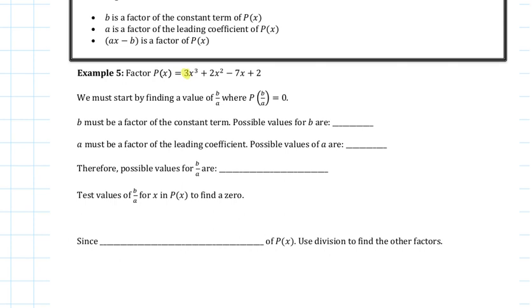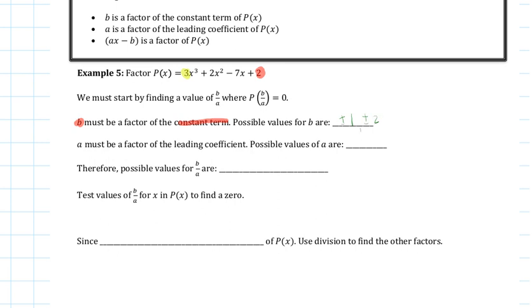So we must first start by finding a value of b over a, where b over a is equal to 0. Now, what is b? B are the factors of the constant term. So if you look here, my constant term is 2, and b are the factors of the constant term. So what are the possible factors of 2? Possible factors of 2 are plus and minus 1, plus and minus 2.